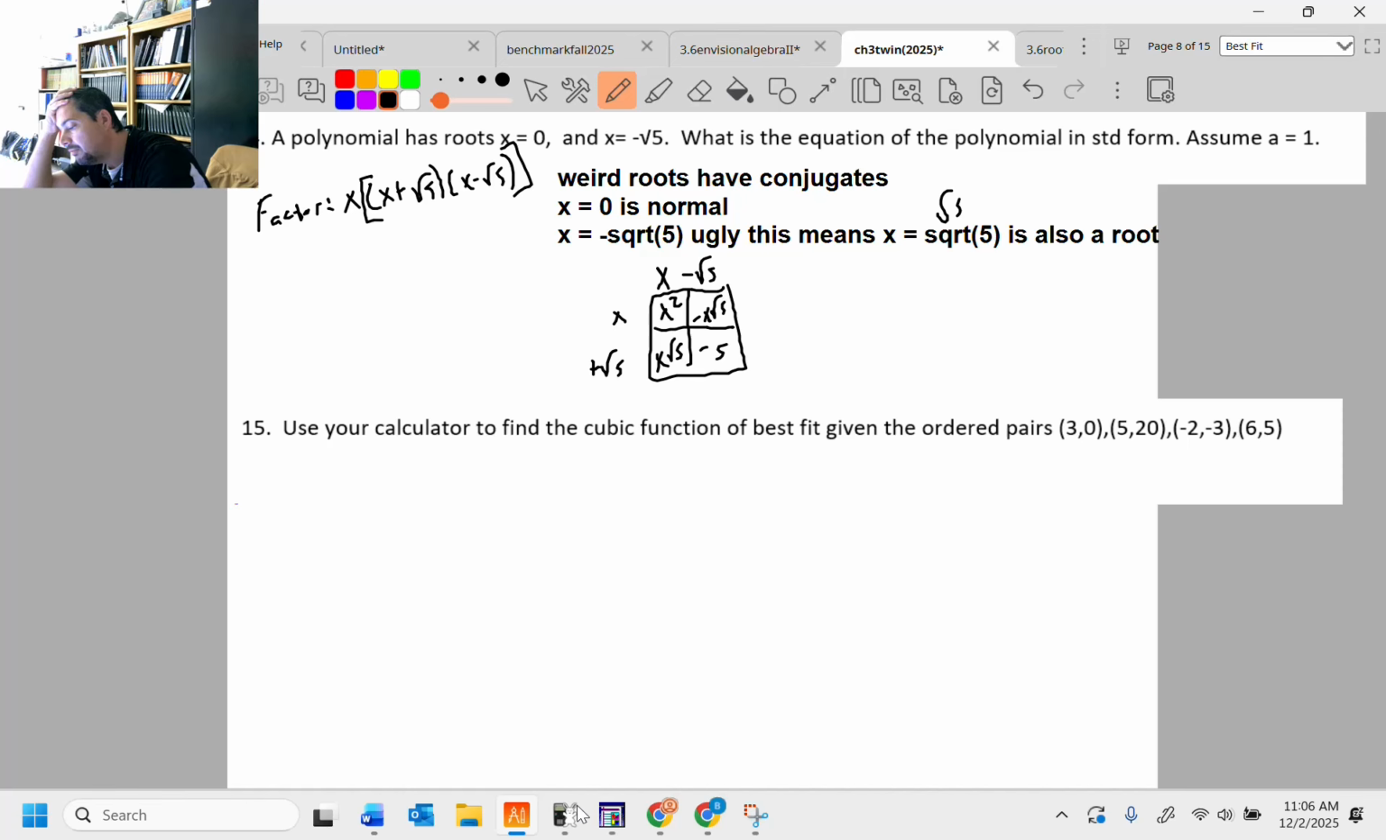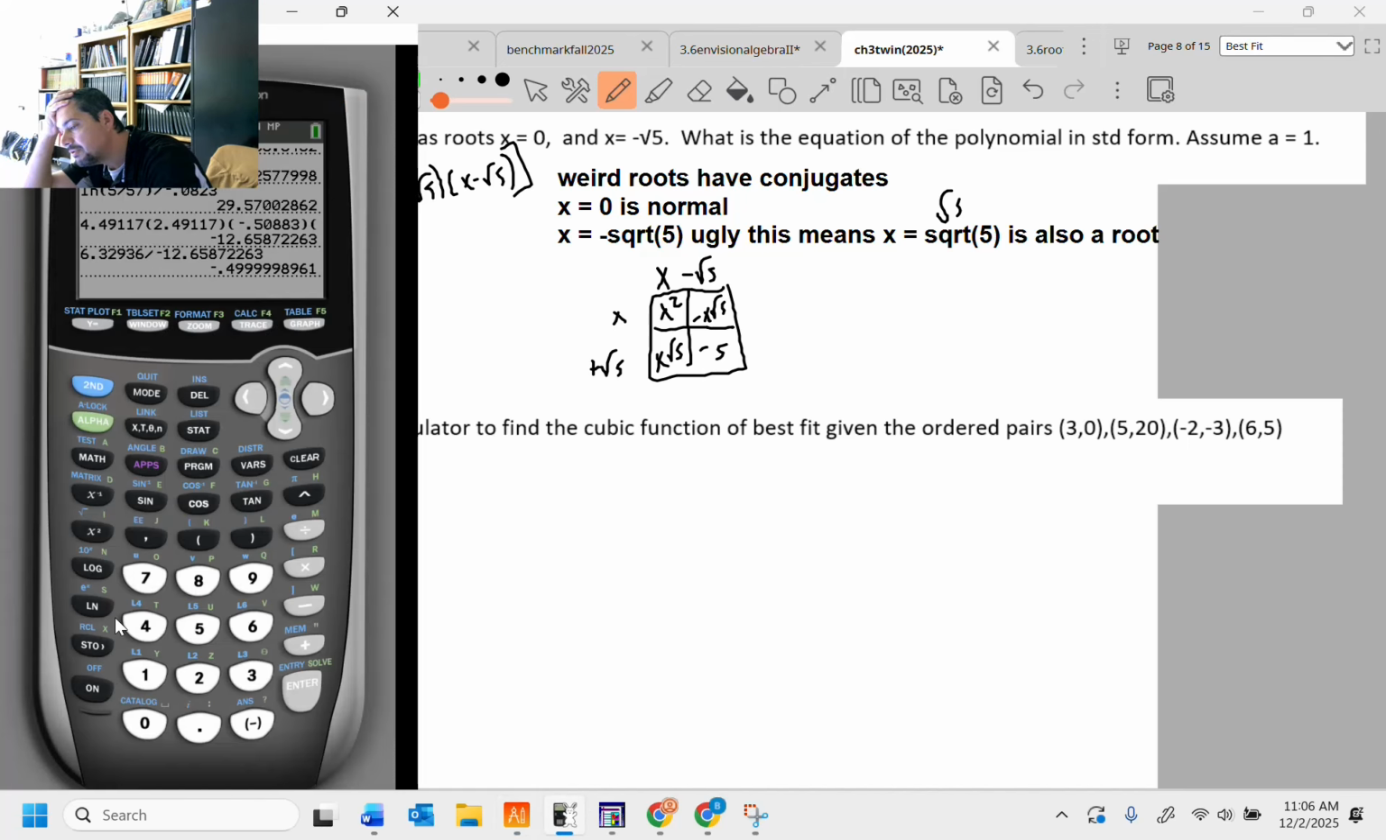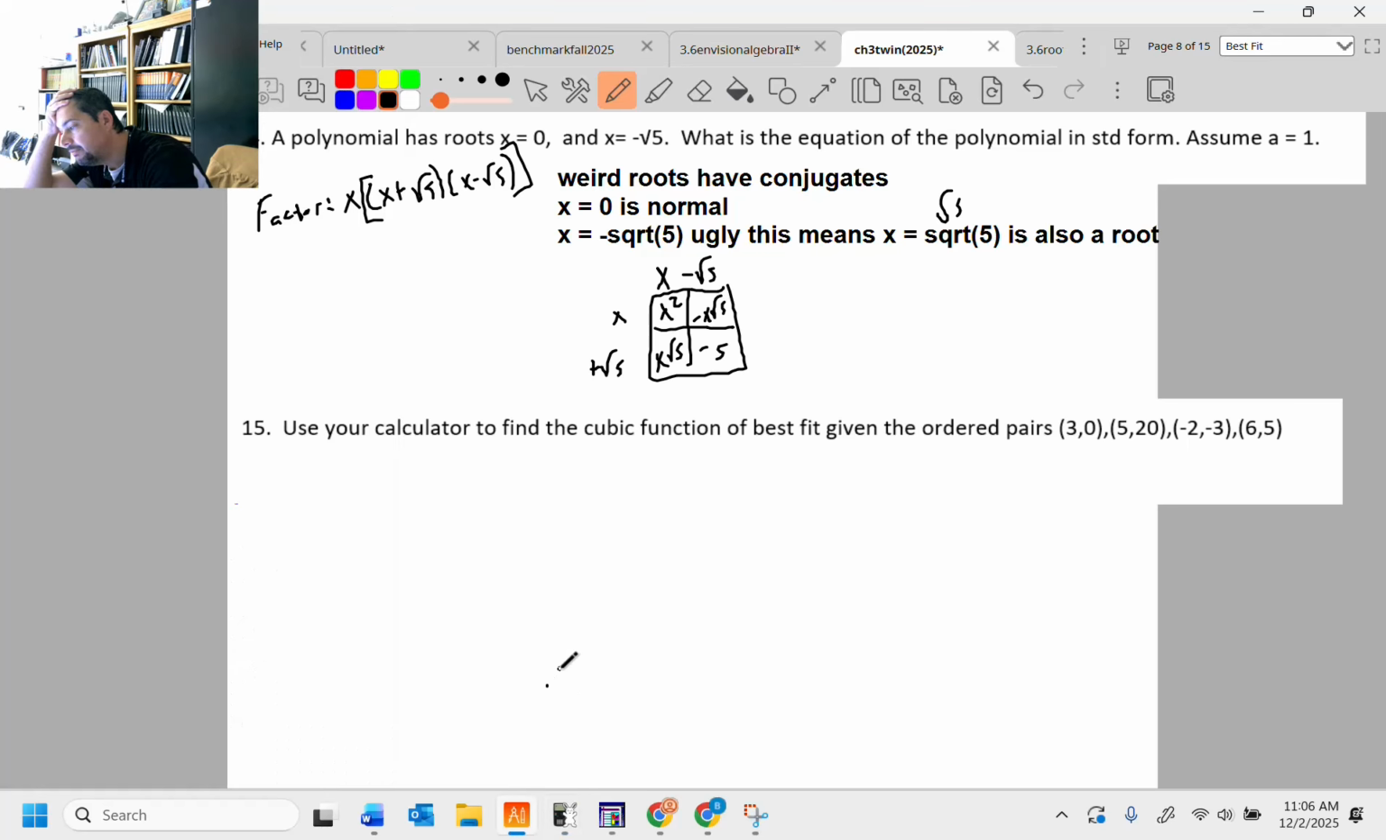I know you don't believe me on that, like you think I'm doing some sort of weird magic, but I swear if you take a root of 5 and you multiply it by a negative root of 5, you should not be surprised that you get negative 5, because you will. But what do I know?